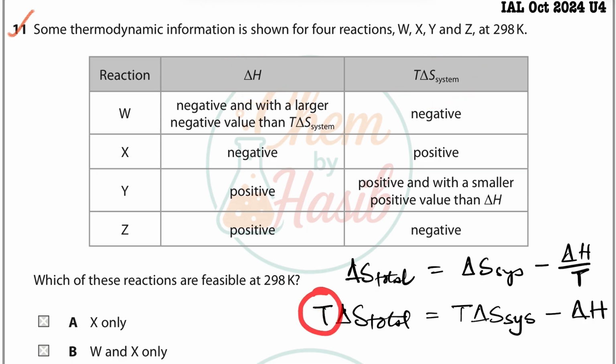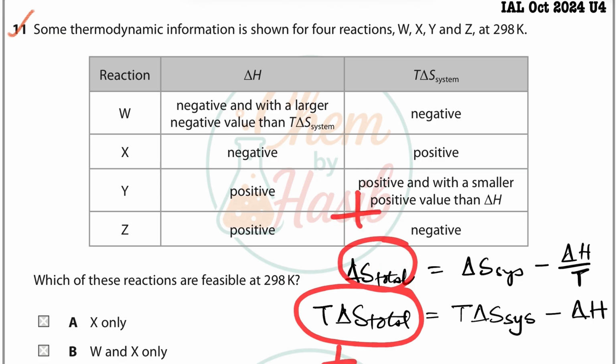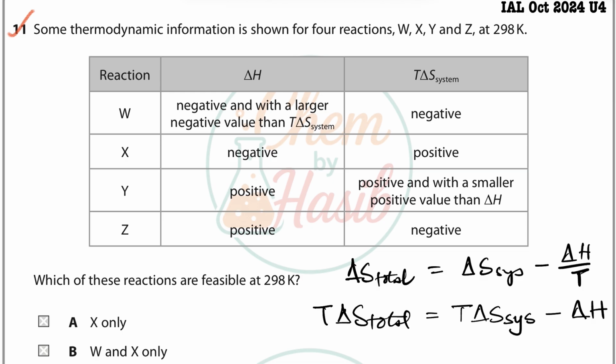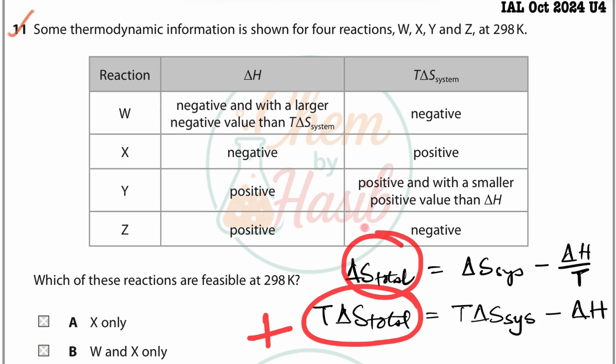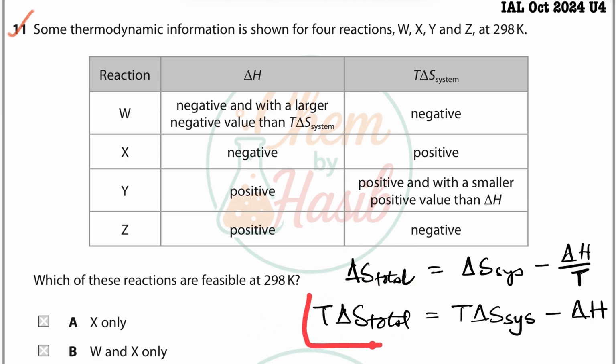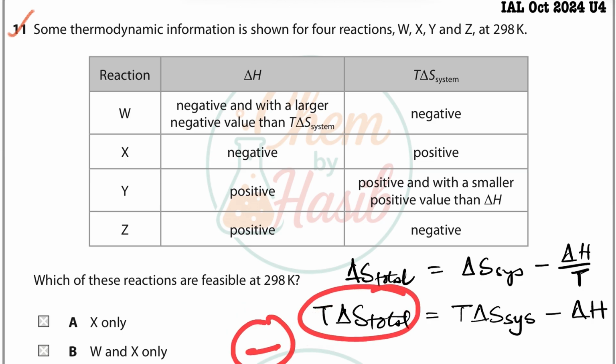Now the temperature is always in Kelvin and therefore it is always positive. It can never be negative. So if you can determine whether T into del S total is positive, then del S total must be positive, because T is always positive. If T into del S total is positive, it means the reaction is feasible. If T into del S total is negative, it means del S total is negative, so it must be not feasible at 298 Kelvin, right?